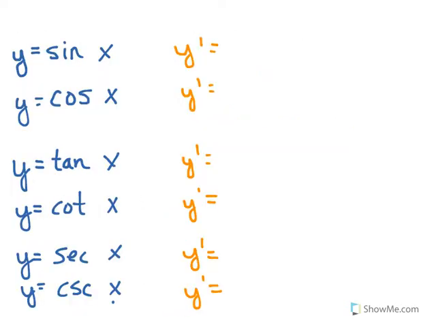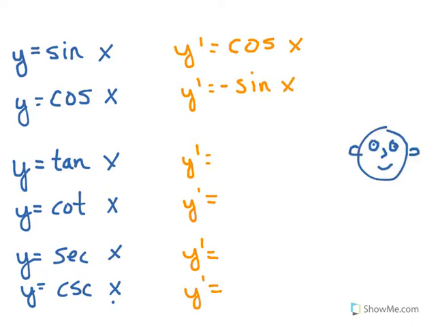Now we're going to look at our basic trig functions. Remember, these are not inverse trig functions. These are regular trig functions. The derivative of sine of x is cosine of x, and the derivative of cosine of x is negative sine of x. Just remember, whenever we see a co-function we got to think of Coco, and whenever Coco takes derivatives, Coco cries. So if we take the derivative of a co-function, we will always have a negative answer to work with.